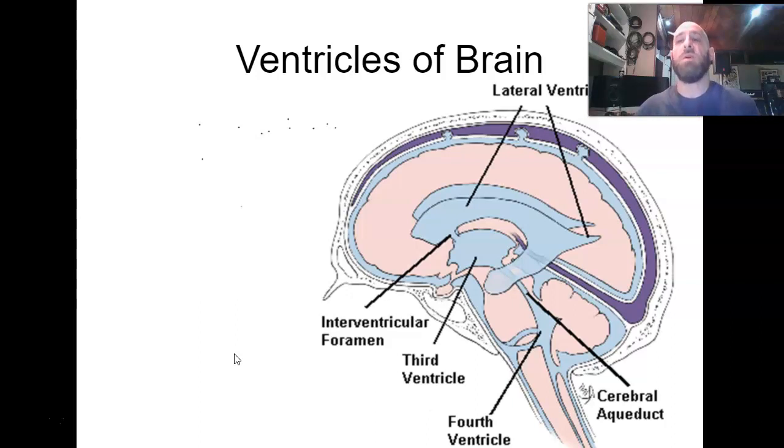So what is a ventricle? A ventricle is essentially an open area. So it's like a sinus. So we have sinuses in our skull. We talked about that a little bit in the skeletal unit.